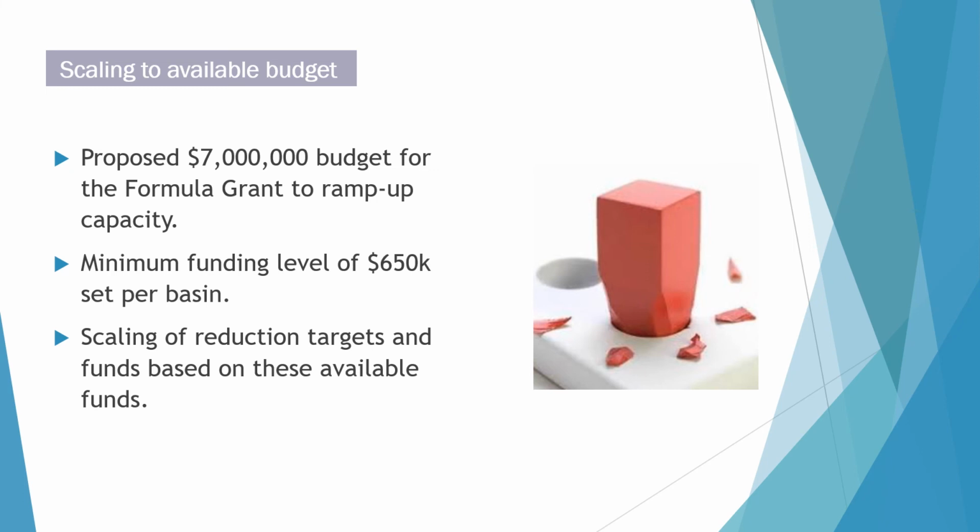To allocate this funding across different basins, we propose setting a minimum funding level of $650,000 per basin to support a funding level that sustains implementation by partners and clean water service providers. We then scale the clean water service provider targets across all the sectors based on the $7 million in available funding for state fiscal year 2023.